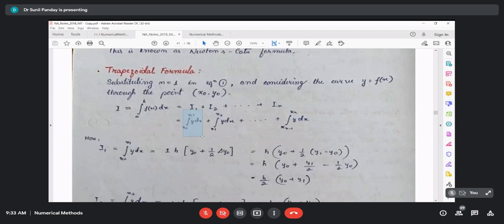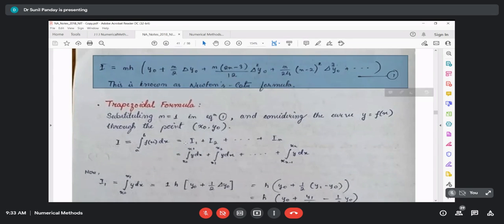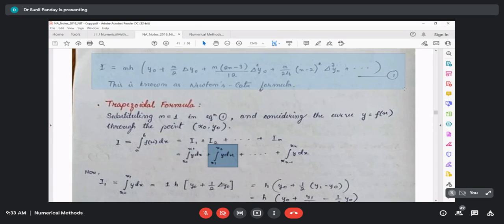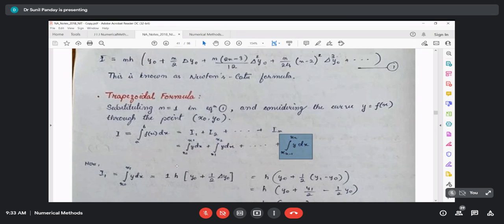The next thing is here with x0 to x1. Here is only one interval, you can see that. Now I approximate only this part using our Newton-Cotes quadrature formula. Similarly, I calculate this part separately using the Newton quadrature formula, and similarly this one. So how will we do this? This is x0 to x1 y dx. So I1 is the integral from x0 to x1 of y dx.